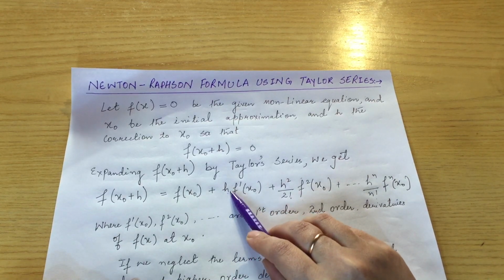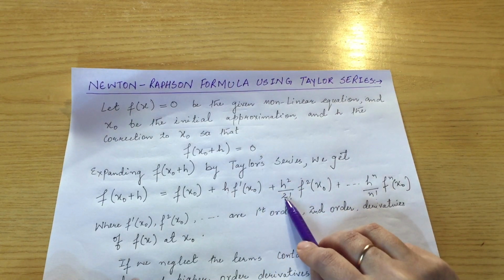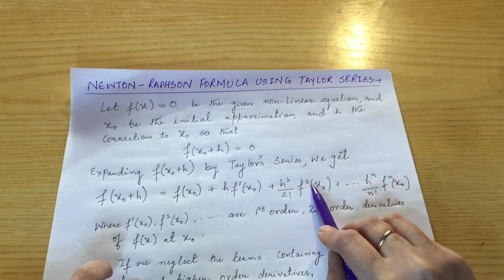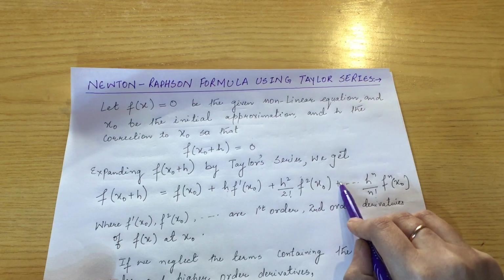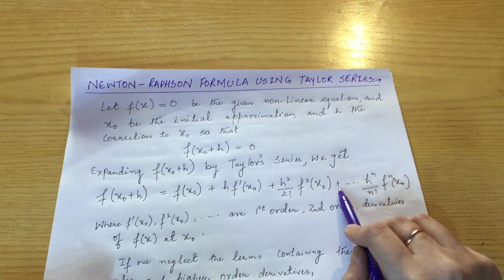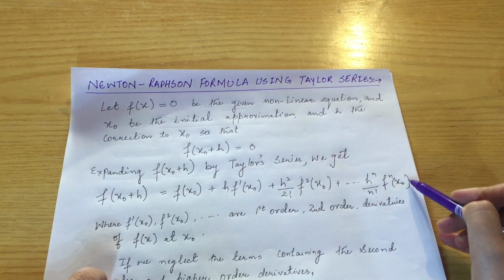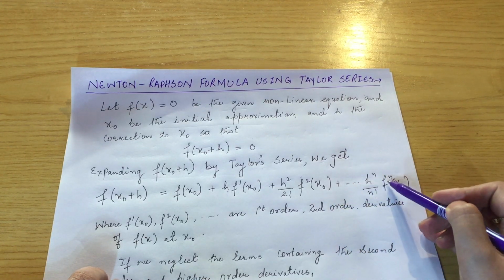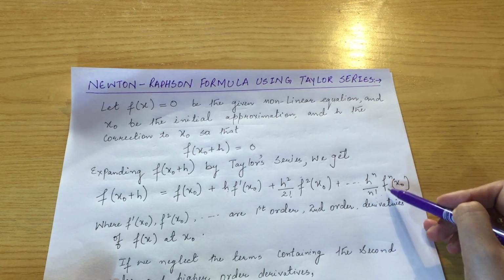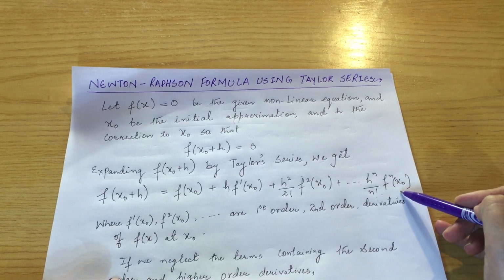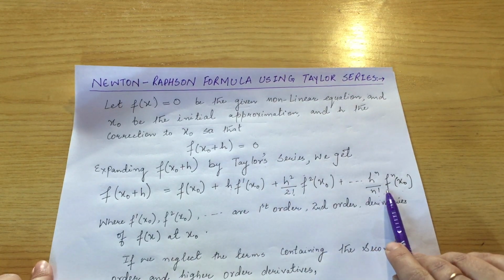So it is directly coming as h f dash of x0 plus h square divided by 2 factorial f square x0 plus the next term, if I will write, it will be h raised to the power 3 divided by 3 factorial f of 3 x0 and so on. I am taking it up to the nth term, so here it will be h raised to the power n divided by n factorial f of n x0. So this is how we expand the term using the Taylor series.